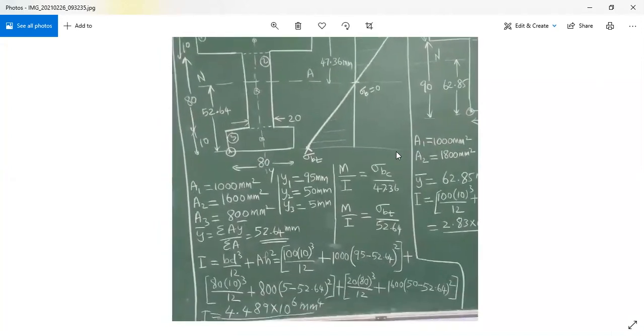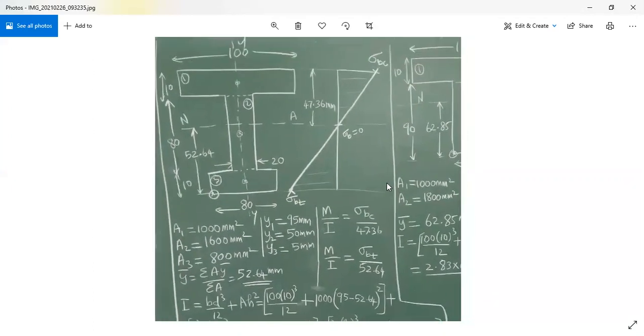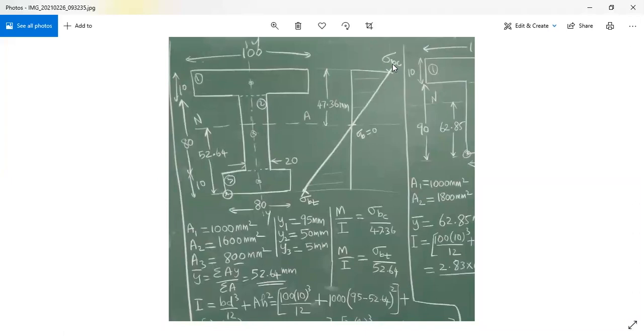Now we just plug this value into this expression. You see, M by I is equal to sigma b by y. M varies with respect to the given load and type of beam. I we have obtained, and now I want to find sigma bc, that is the maximum bending stress, which is compressive in nature. I have to find that value, sigma bc. So this is my y value to find sigma bc.